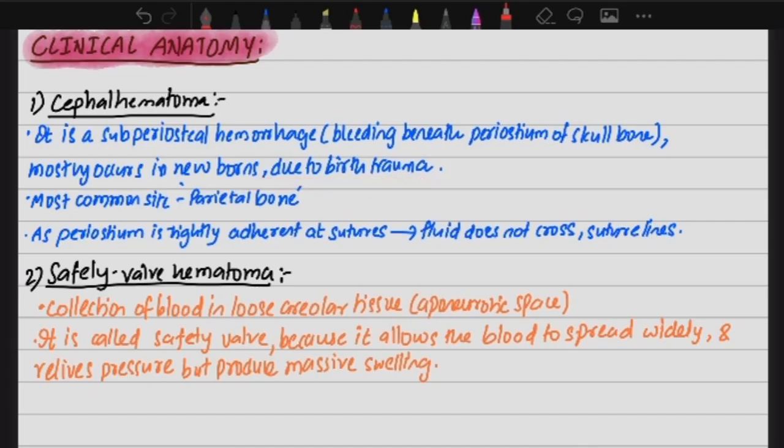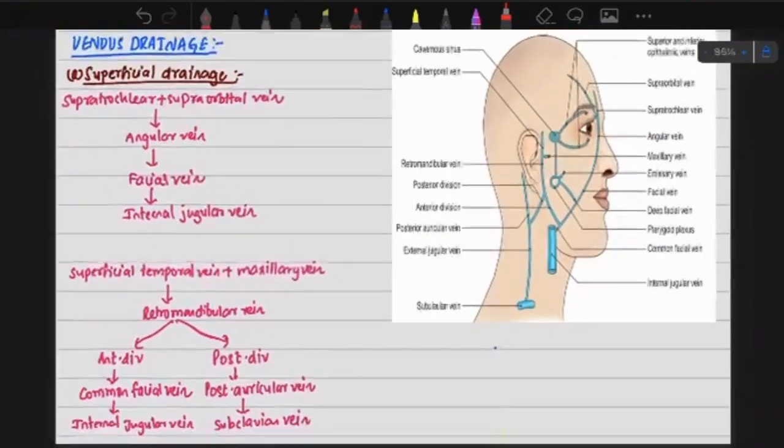And what is the most common site? Obviously the parietal bone. And as the periosteum is tightly adherent at sutures, the fluid does not cross the suture lines. Okay, I hope you are clear with this cephalhematoma. And another one is called the safety valve hematoma. The safety valve hematoma is the collection of blood in the loose areolar tissue. We have studied that the loose areolar tissue is loose, as the name suggests, so blood spreads, it is not stagnant. As the blood spreads, it prevents the compression of the brain. Okay, so that is the most important thing to be noted.